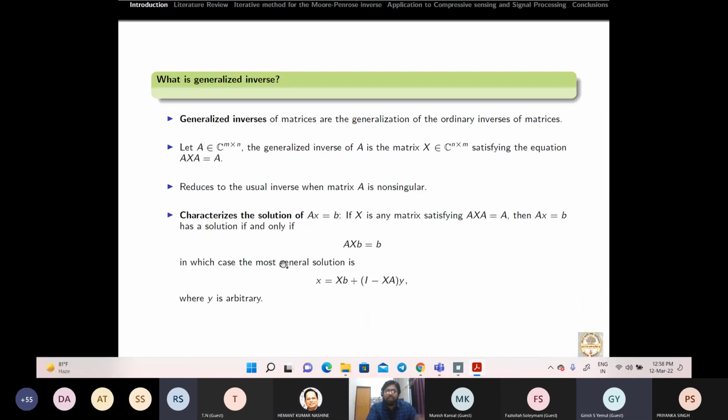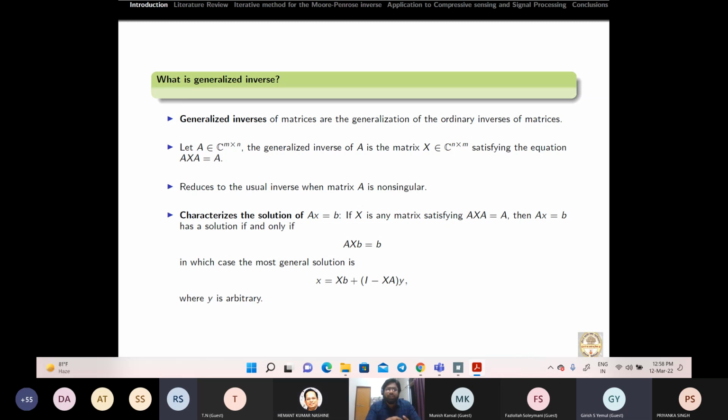Further, I am saying that the most general solution is x equals Xb plus (I minus XA)y. This can also be proved very easily. You just have to check whether Ax equals b or not. Just pre-multiply by A: you will get AXb plus A(I minus XA)y, then this term will go out and it simply comes out to be b.